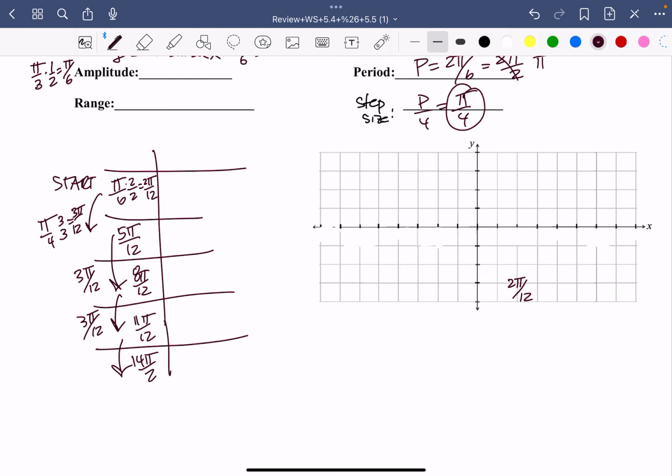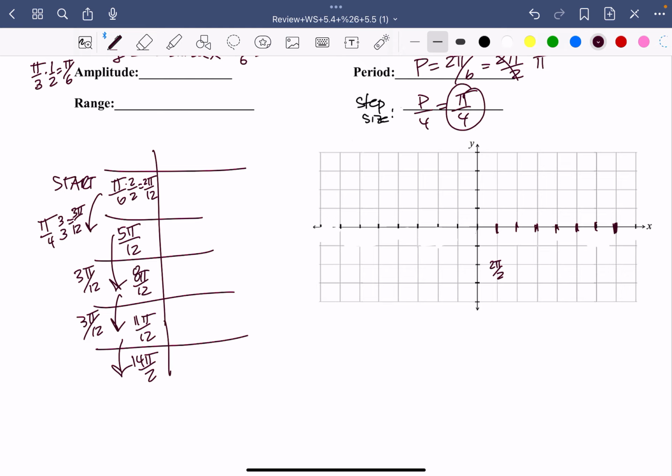And then we get 14 pi over 12 for our last step. Okay. Whoa, 14. Is that right? Yes. So that means I'm going to let these be the even ones. So this is going to be 2 pi over 12, my first mark, and then here's 4, 6, 8, 10, 12, 14. Is that okay?